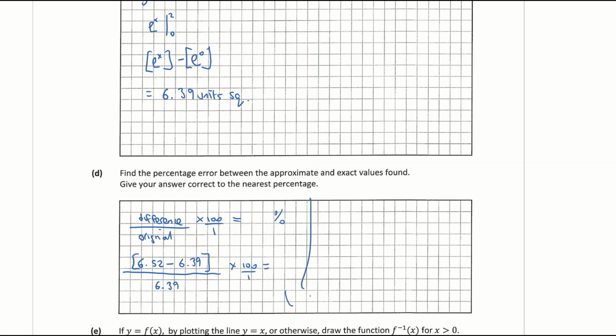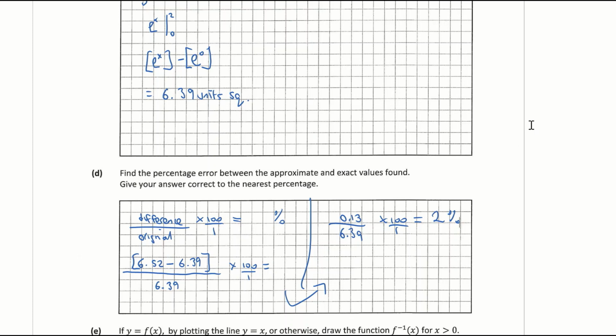And I'll just bring it up here. So when I take them away, I get 0.13. Divide that by the original, which is the exact, times by 100 over 1, which is giving me, and it's asking you to the nearest percentage, which is equal to 2%. So there's my percentage error, 2%.